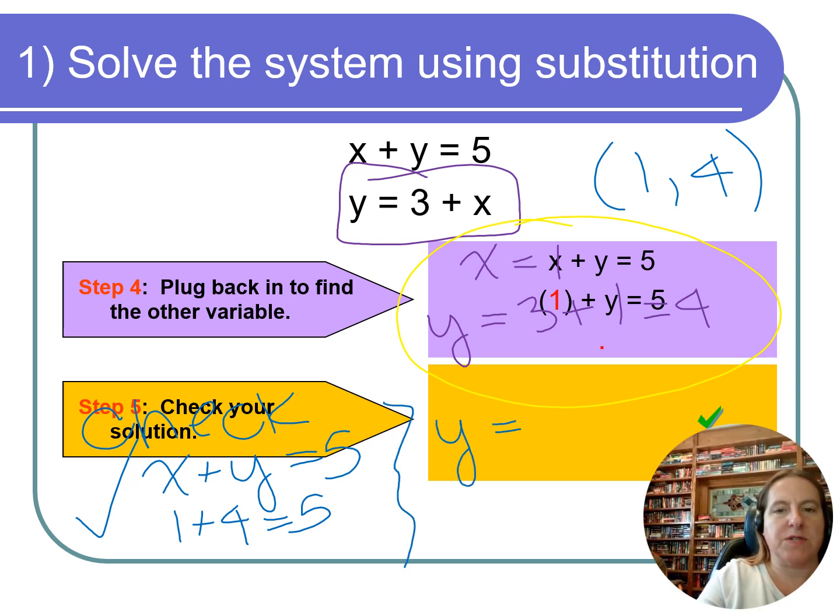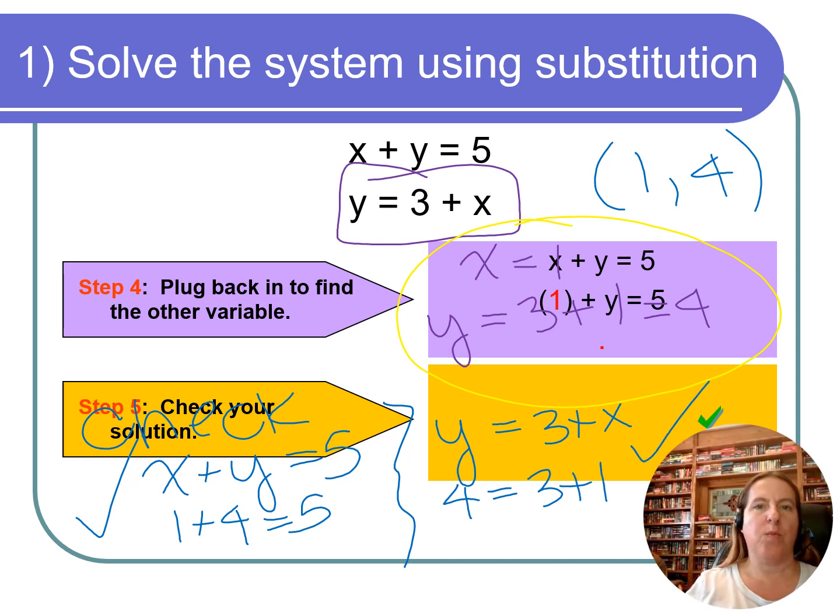Y equals 3 plus x. Okay, put in 1 and 4. Y was 4, x was 1. Again, that is true. Remember, a solution to the system of equations needs to be true for both equations.